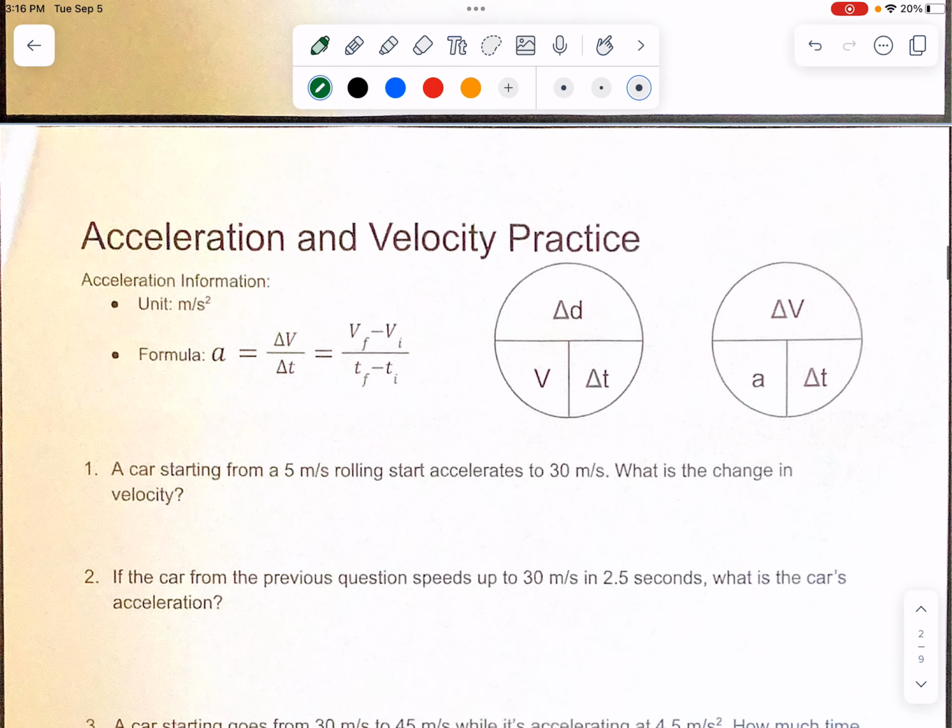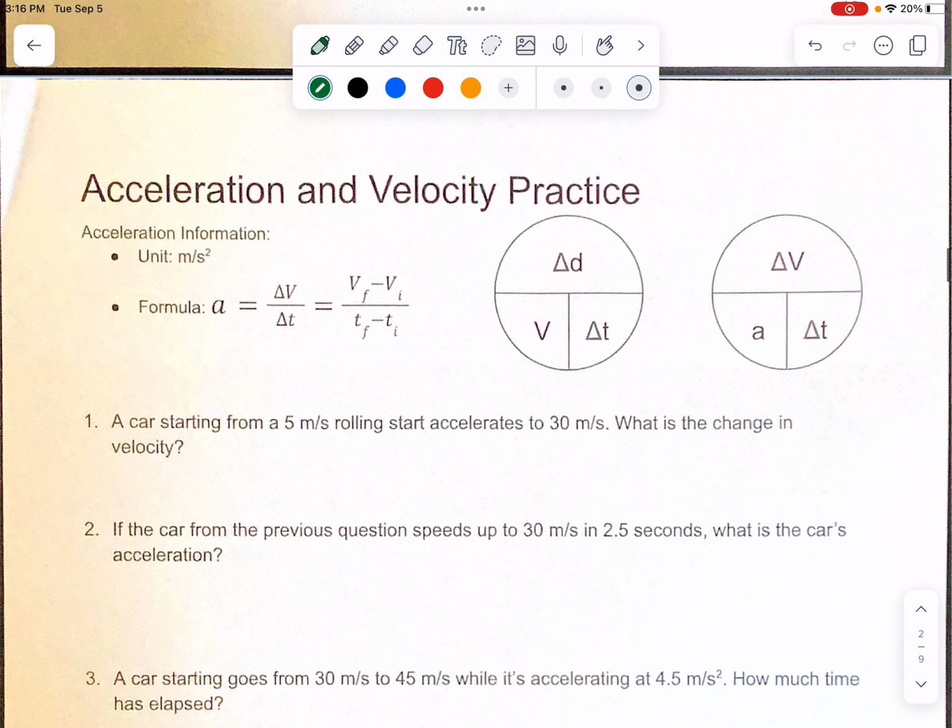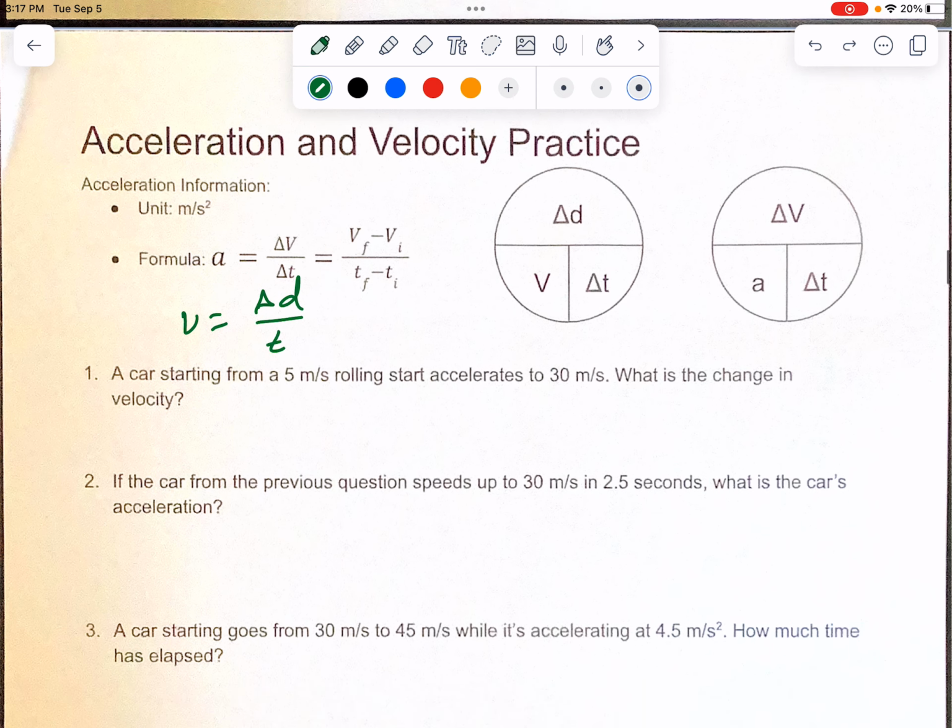So let's go on to the next page. Okay, so now we're going to do a little more practice on acceleration and velocity. Remember, velocity is displacement over time, and I gave you the two circle tricks. So if you're looking for something, let's say I'm looking for time and I have acceleration and velocity, I would cover up the time, and that tells me to take my velocity and divide it by acceleration. Okay, so that's how you use those little shortcuts.